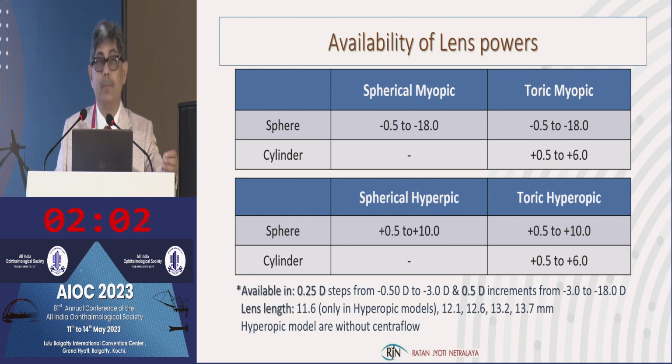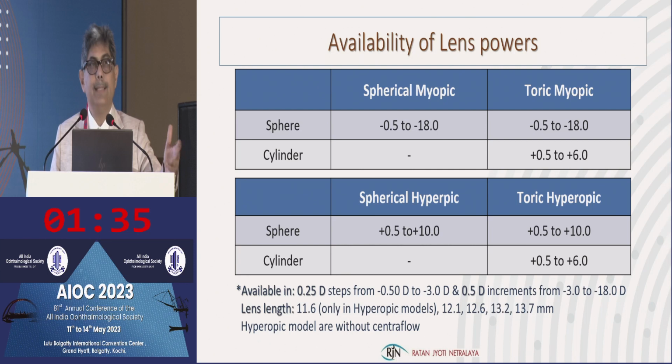Toric lens comes with the addition of up to 6 diopters of cylindrical power correction. And in hyperopes, we can correct up to 10 diopters, and again we can correct up to 6 diopters of astigmatism. It is available in 0.25 diopter steps from 0.50 to -3 diopters, and beyond that it is available in 0.5 diopter increments.